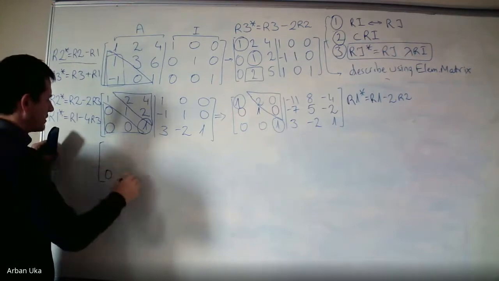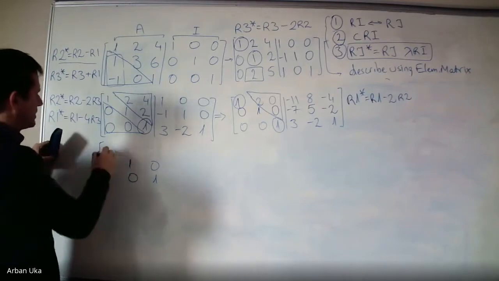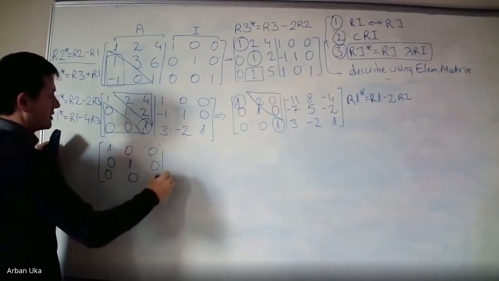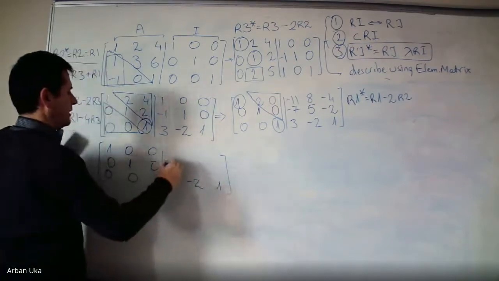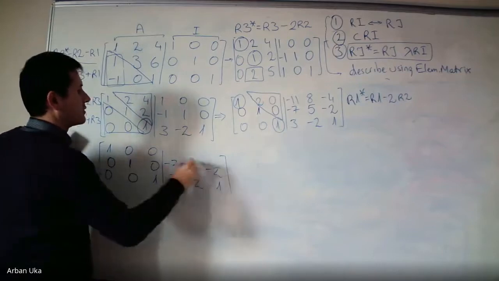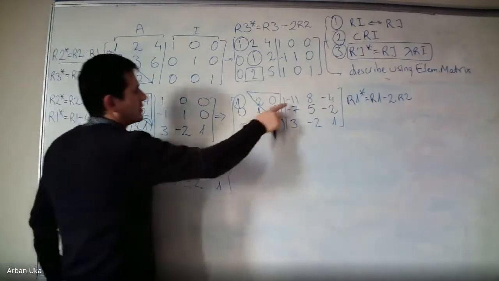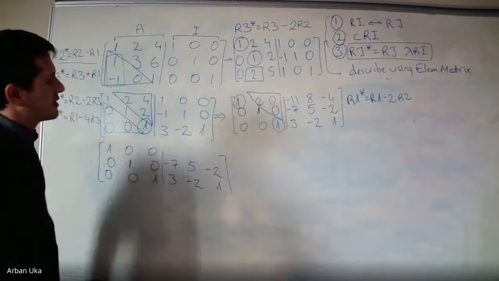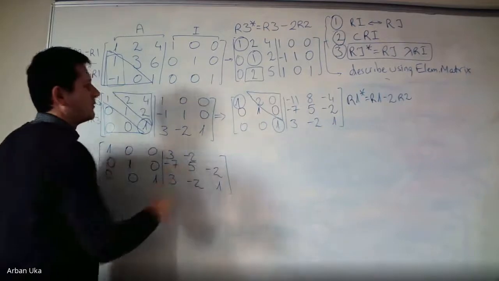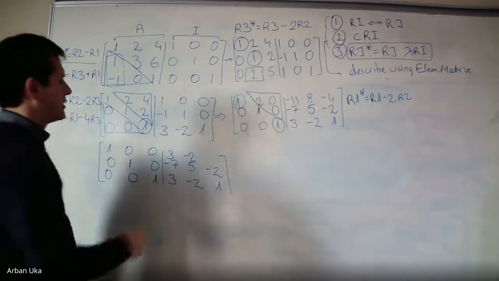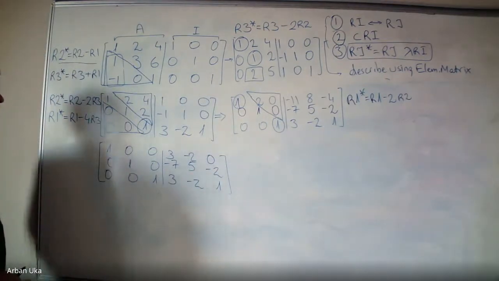So here we get 0, 0, 1, 0, 1, 0. Then we remove twice. This is 1, 0, 0, 0. 3 minus 2, 1. Minus 7, 5, minus 2. And here we do the changes, which is from the first row, we remove twice the second one. So we have minus 11 plus 14, it's 3. 8 minus 10 minus 2. And minus 4 plus 4, 0.